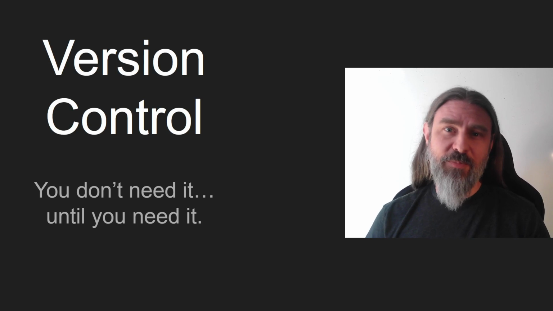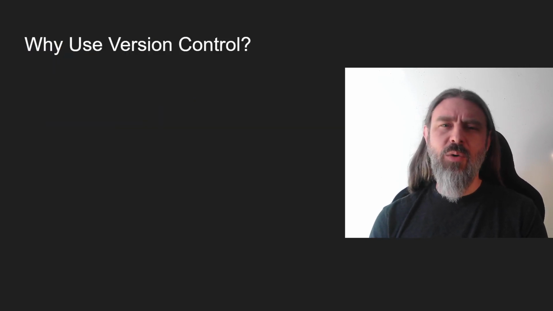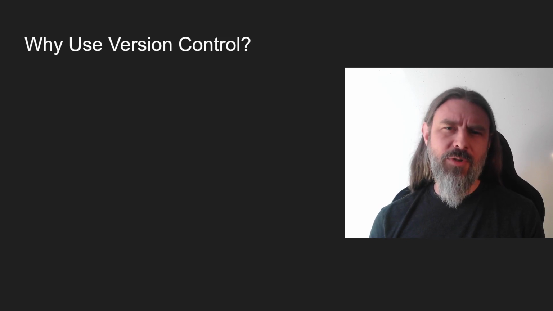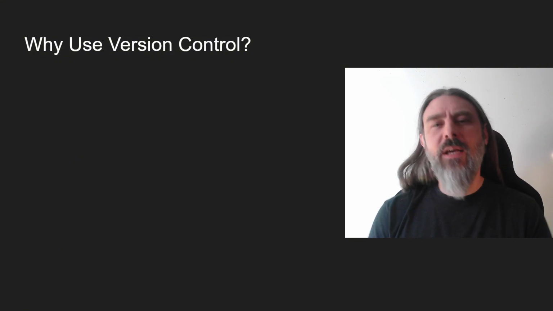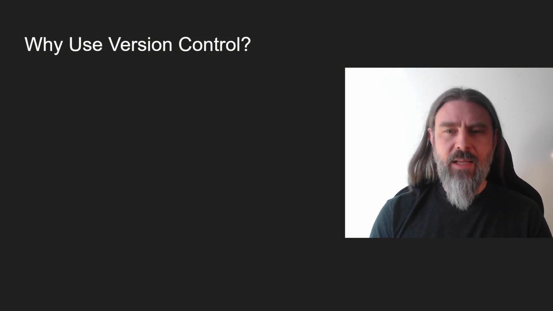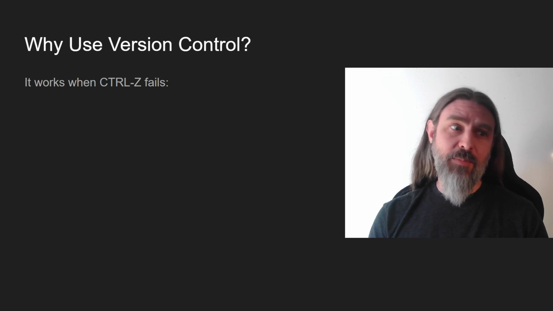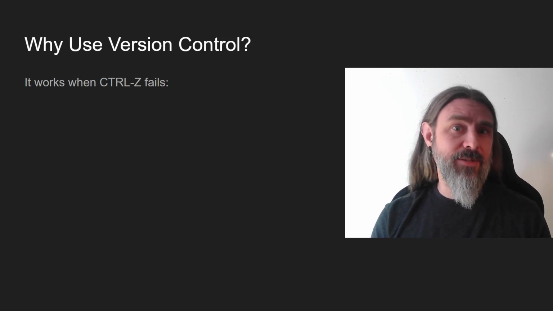So let's get started. Version control: you don't need it until you need it. So you're going to ask, why would I bother with version control? I don't even know what that is. It's like the ultimate undo button. And I'm going to tell you why you would need it, because it works when Control-Z fails.